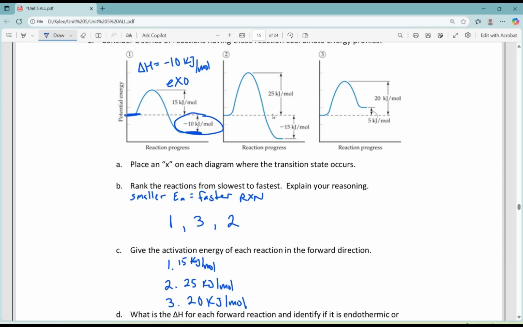Similarly, on number 2, the distance between the reactants and products is already labeled. So delta H is going to equal negative 15 kilojoules per mole. And remember, it's exo when we have a negative delta H. But for reaction number 3, my reactants are here and my products are here. So this is actually an increase. I'm going up. So delta H is 5 kilojoules. And since it's positive, that means that this is going to be an endothermic reaction.